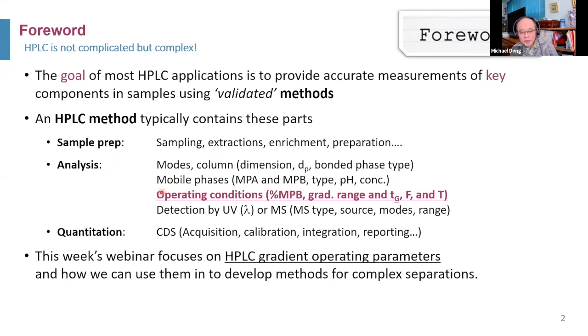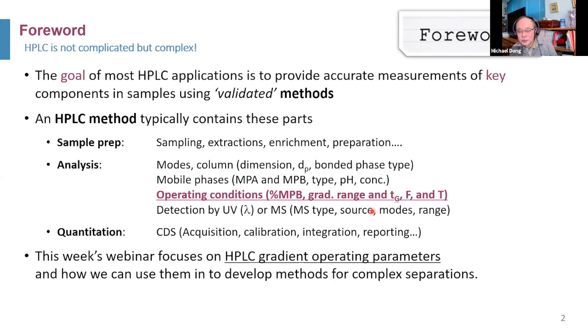So we talk about that later on in columns. And then you have to select your mobile phase, A and B. A is the weak one, B is the strong one. They can have different types. The pH of mobile phase A is important, and so is the concentration of the buffer or the additive. Then we have operating conditions, right? So those are the parts we focus on today. What is mobile phase B? The starting gradient condition, the final one, which constitutes something called the gradient range. And even more importantly, gradient time, the time you take from the initial to the final gradient.